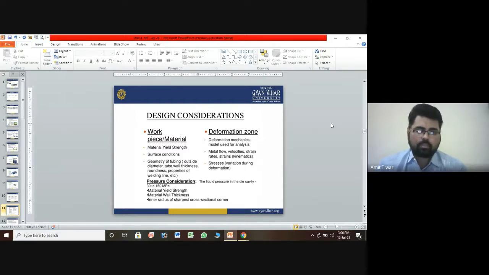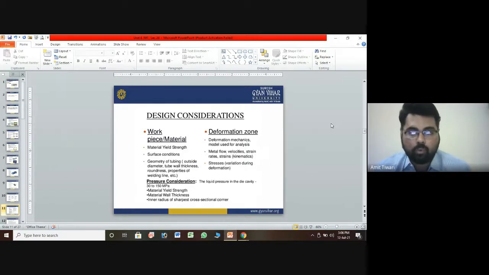Now the deformation zone. Deformation zone means the deformation mechanism model used for the analysis. If some defects are found, you can identify the deformation mechanism used for the model. First of all, check in software for computational fluid dynamics. You can use ANSYS software to find any defects that may occur, and then you can identify them.